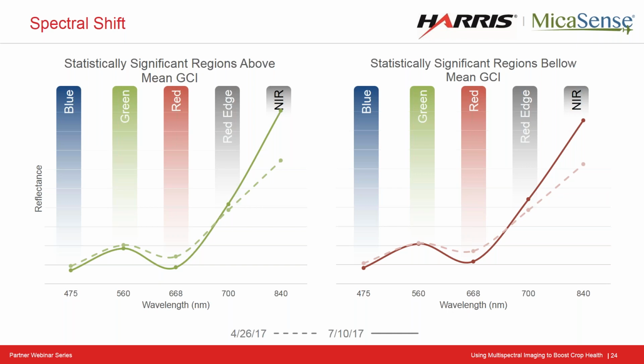Over on the left-hand side of the screen, we have the green regions, and over on the right-hand side of the screen, we have the red regions. That solid line represents later in the season, and the dotted line represents everything earlier in the season. If we compare the dotted lines of the red regions and the green regions, we can see that they're pretty similar. However, the depth of these absorption features in the red and blue are quite a bit deeper, as well as this reflectance in the near infrared is a little bit higher. We can look at it for later in the season as well.